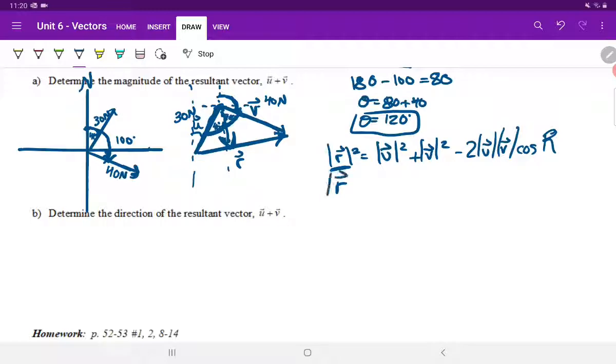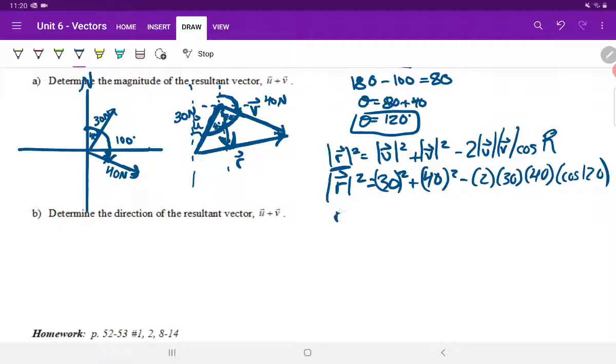Okay, so let's throw everything in and see what we come up with. 30 squared plus 40 squared minus 2 times 30 times 40 times the cos of 120. Just building on what we did last unit, a cos of 120 is going to be a negative value here, so be prepared for that. We're in quadrant 2 there, where any cosine ratio will be negative.